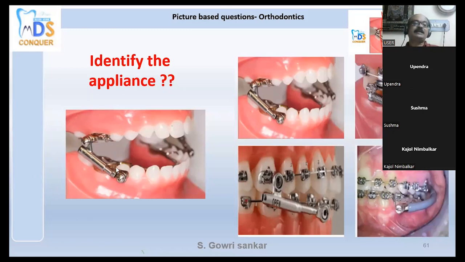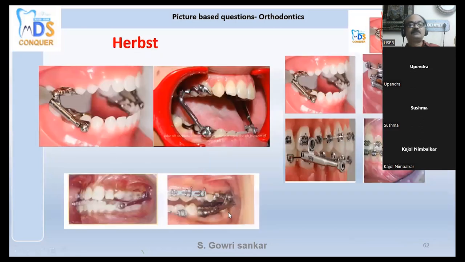Can you identify here? In the canine region, they are given with bands, and it is a piston and tube mechanism. No spring is present in the Herbst appliance. I think you can easily identify this Herbst appliance. Okay, shall I move to the next one? So this is Herbst. There are many ways of giving Herbst. All these are Herbst. You can see a banded appliance, and you can see the crowns with the clasps. Their acrylic plate is being placed. Sometimes crowns may be placed directly. These are various forms of the Herbst appliance.